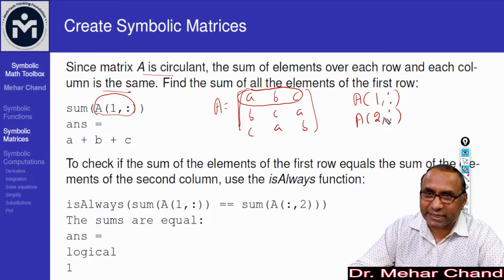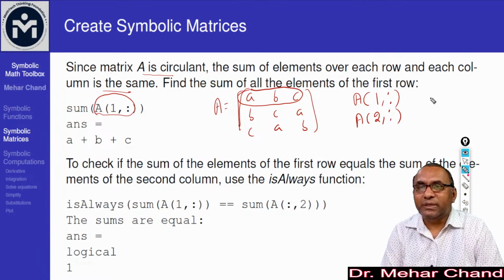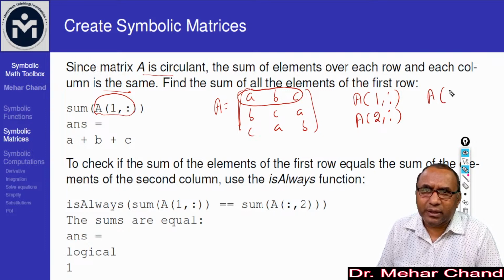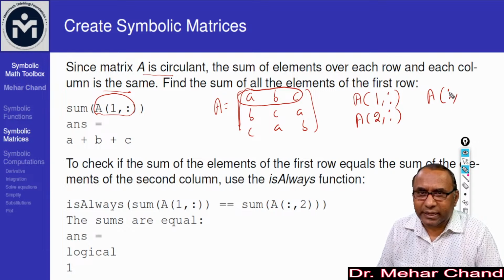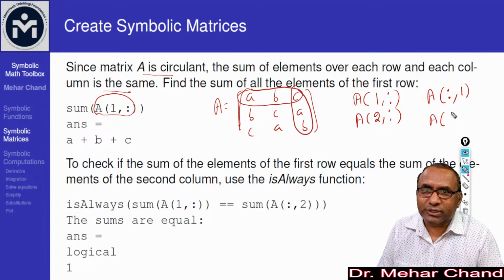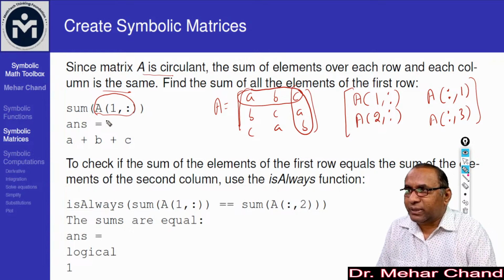If you want to extract the first column, or the second column, what will you do? You will do it in this way: A, comma, a colon used at this place, then comma and 1. This is the first column. If you want to extract the third column, then you will use this code. This is the third column. So by using this syntax, we can easily extract any row or any column. So this is the first row.